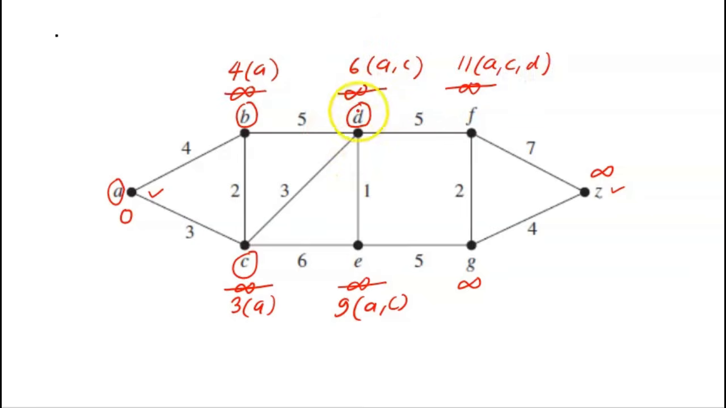And if I move from D to E, the already assigned label is 9, but moving from D to E gives 6 plus 1, 7, which is less than 9. So I am going to cross it out and write 7, A comma C comma D. I hope you got it. So we have arrived at F, we have arrived at E.